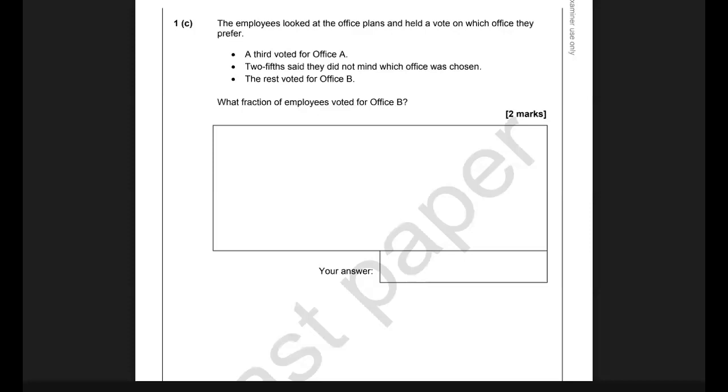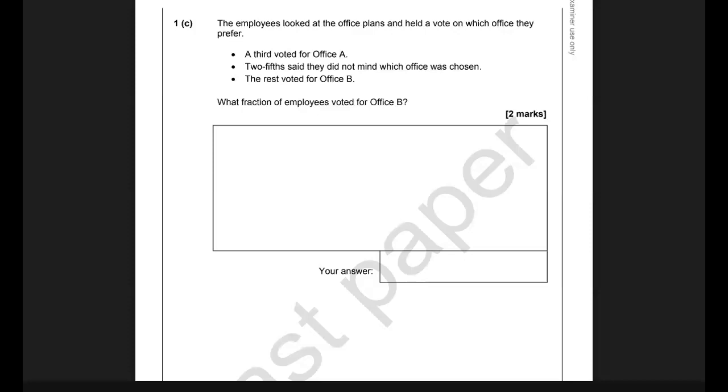So the employees looked at the coffee plan and held the votes, which is the company, which office they actually would prefer. A third voted for office A. 2/5 said they do not mind which office was chosen. The rest voted for office B. So which fraction voted for office B?